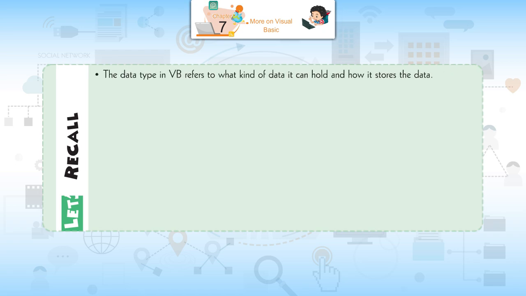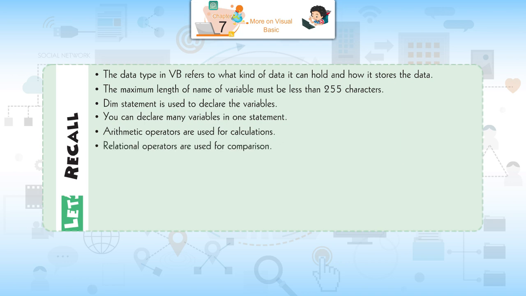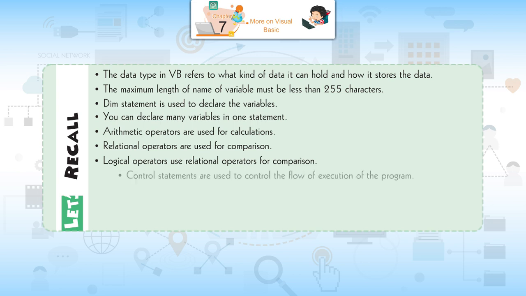Let's recall. The data type in VB refers to what kind of data it can hold and how it stores the data. The maximum length of the name of a variable must be less than 255 characters. The Dim statement is used to declare variables. You can declare many variables in one statement. Arithmetic operators are used for calculations. Relational operators are used for comparison. Logical operators use relational operators for comparison.